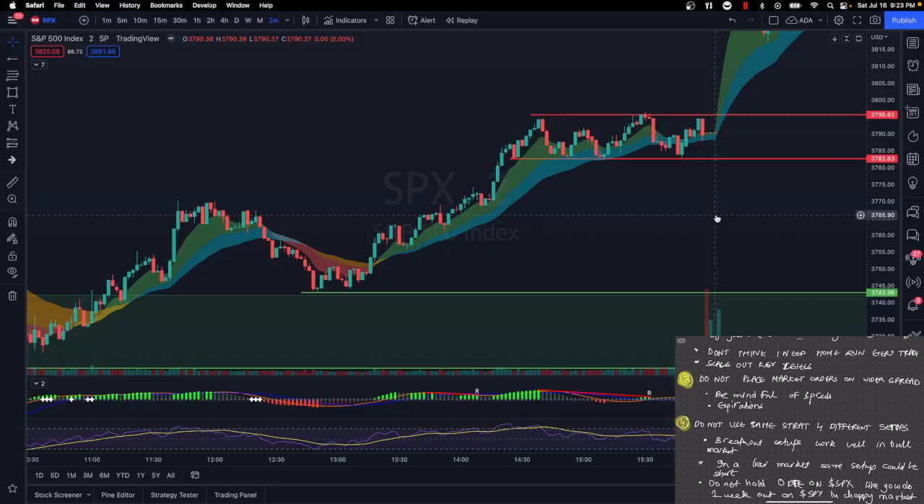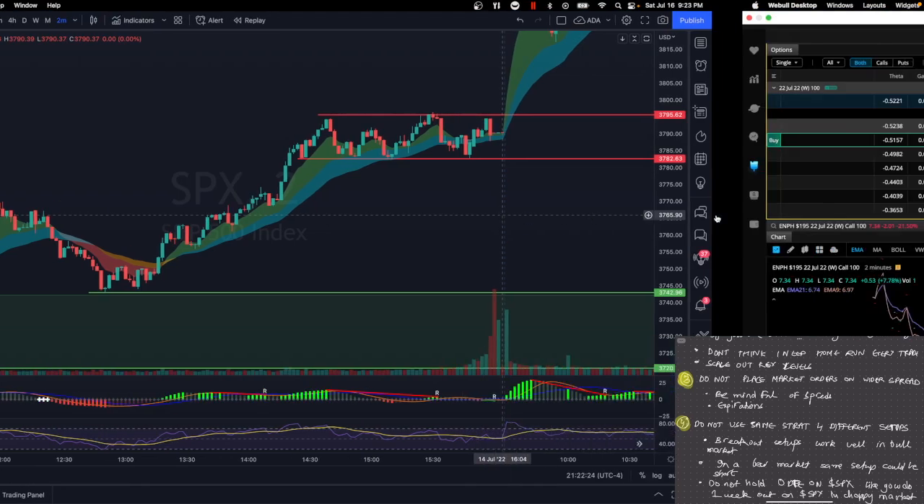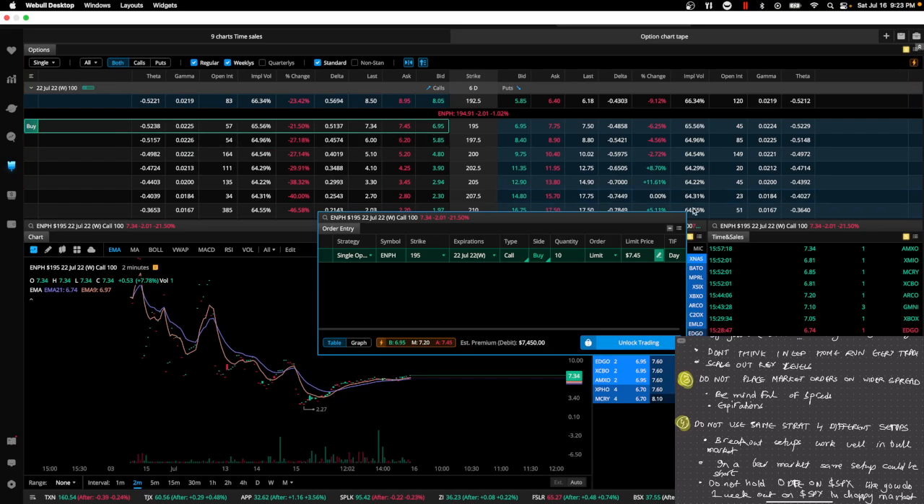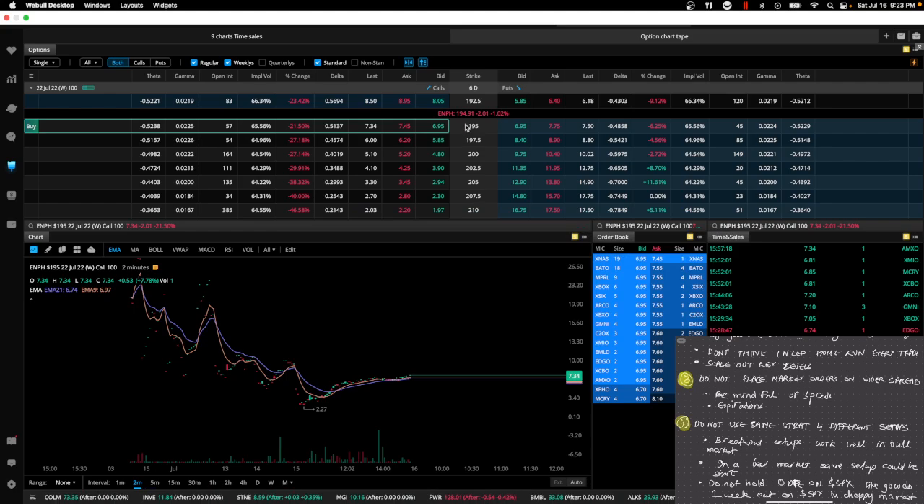Something like this, sorry about that. Look at NVDA here. This is the NVDA option chain. The 195 call, the bid is 6.95 and the ask is 7.45. So the spread is a 50 cent spread.